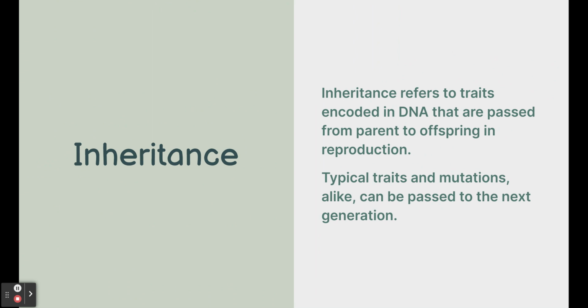Okay, so next is inheritance. Inheritance refers to traits encoded in DNA that are passed from parent to offspring in reproduction. Typical traits and mutations can be passed to the next generation.